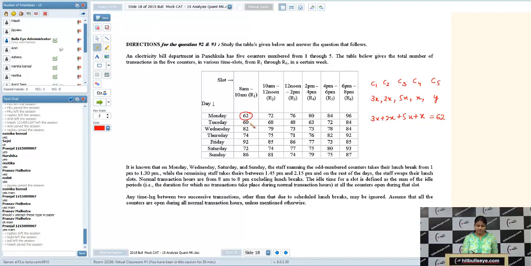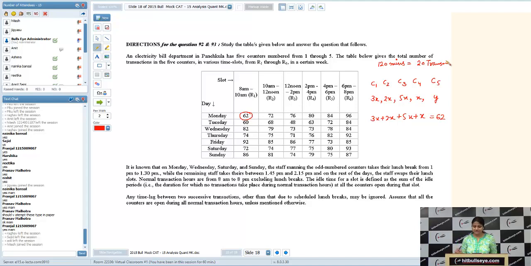At every counter, see what is the timing here? This is 8 to 10 a.m. It means we have 120 minutes with us. It means we have 6 minutes for every transaction. It means a maximum of 20 transactions took place. We can take 20 transactions.